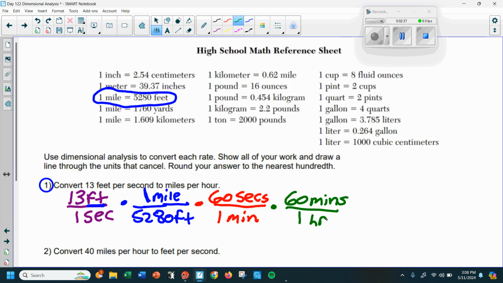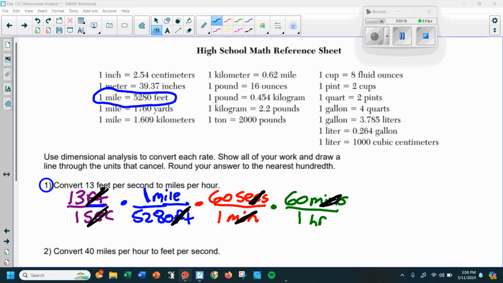So if we did this right, we should be able to get rid of all the units except for miles on top and hours on the bottom. So let's see if we did a good job. The feet cancel out. Okay, the seconds cancel out and the minutes cancel out. So if you notice, all that's going to be left is miles on top and hours on the bottom. And then all you have to do is now actually multiply all the fractions to see what you're left with.